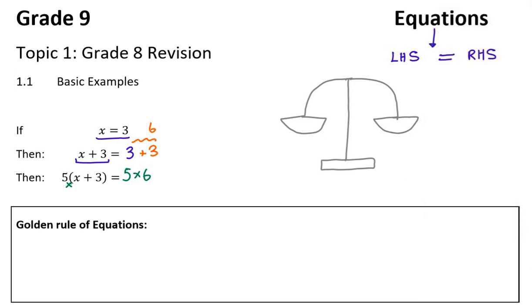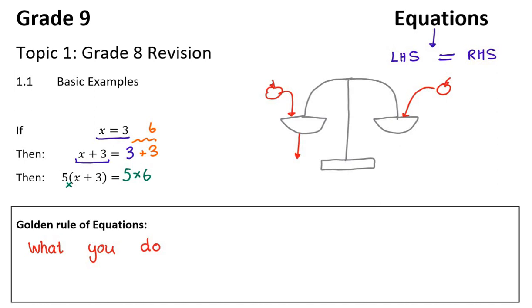Now, how the scale works is if you take, I don't know, this is meant to be an apple, if you put an apple in the one side, this side would go down because it's got more mass in it. And so if you want to keep these things equal, you must put an identical apple in the other side. And then they will maintain their balance. And that's exactly how equations work. The golden rule of equations is what you do to one side of an equation, you have to do exactly the same thing to the other side.